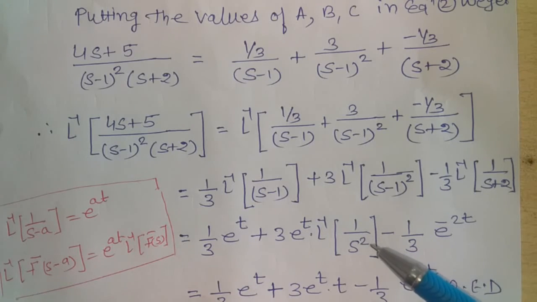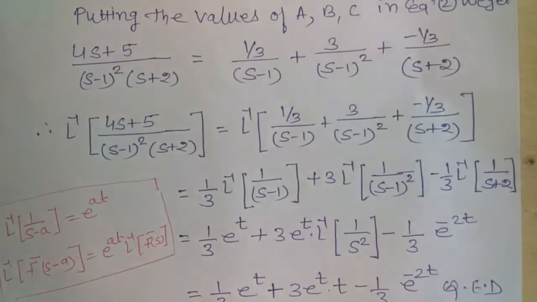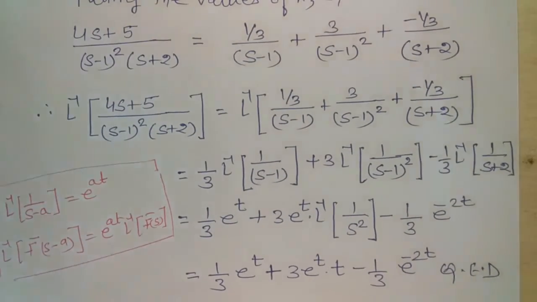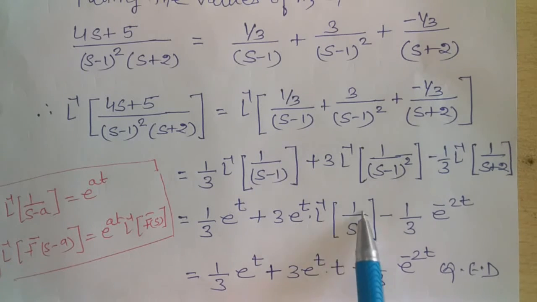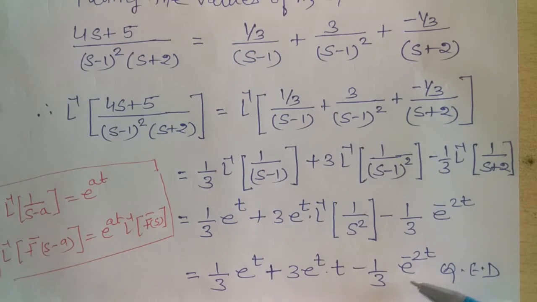So finally we get the inverse Laplace transform of the given expression is 1 by 3 e raised to t plus 3 into e raised to t into t, the inverse Laplace transform of 1 by s square, minus 1 by 3 e raised to minus 2t. So this is how we use the partial fraction technique to find the inverse Laplace transform when the denominator of the given function contains a repeated linear factor.